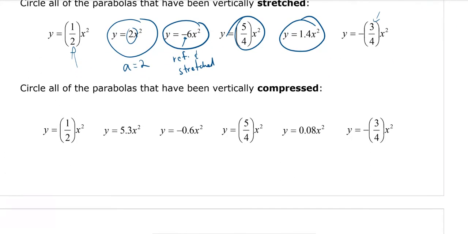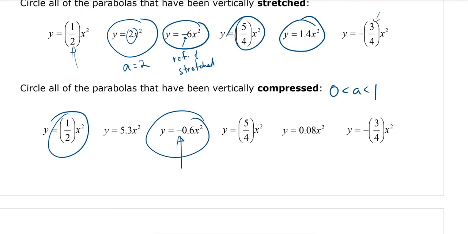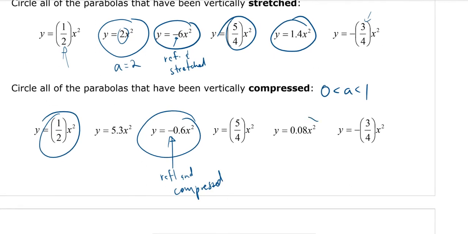The ones that are compressed are the ones that have an A value between 0 and 1. So A is between 0 and 1. 1 over 2 is a value between 0 and 1. 0.6 is a value between 0 and 1, ignoring the negative. The negative just means it's reflected, so reflected and compressed. 5 over 4 is not. 0.08 is, even though it's close to 0, it still is between 0 and 1. And 3 over 4 is also, so that's also reflected and compressed.